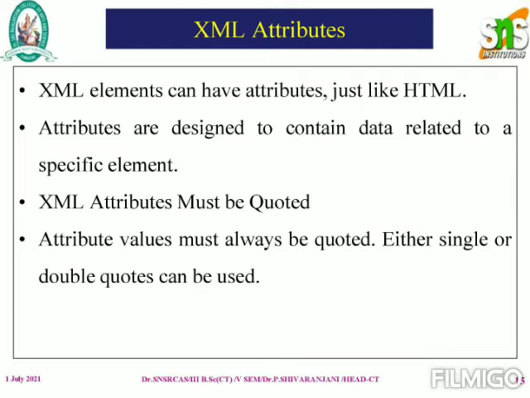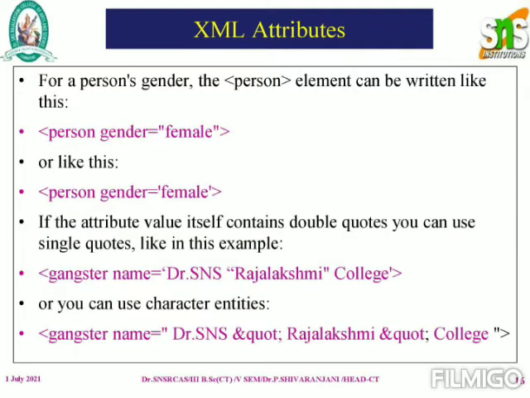For example, you can see the next is about the example of XML attributes. For a person's gender, the person gender element can be written like this. Here you have given the first example: less than person, gender equal to within double quotes. It can also be written as gender equal to within single quotes. You can give it as female. If the attribute value itself contains double quotes, you can use single quotes like this, right? So you can have either single quotes or double quotes as such.